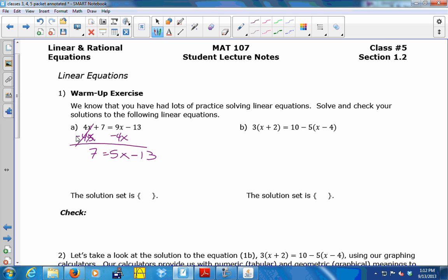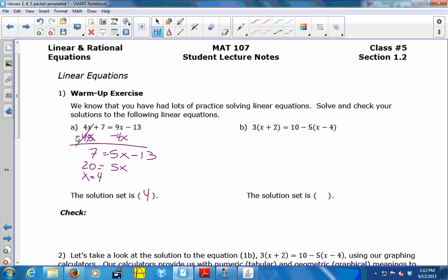Then what do you want to do? Add 13 to both sides, so we get 5x equals 20, which means that x equals 4. And you got that by dividing both sides by 5. So the solution set is the number 4.